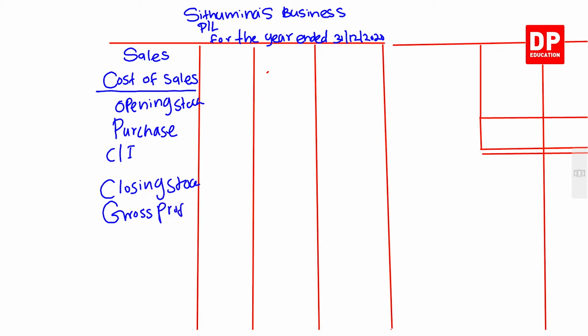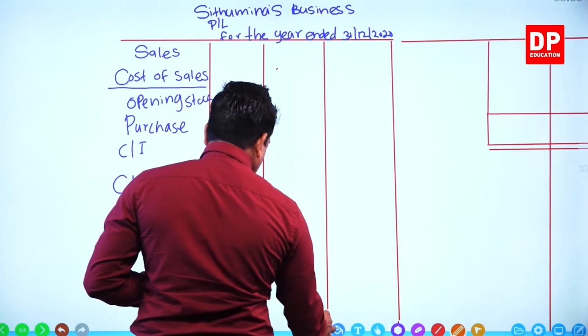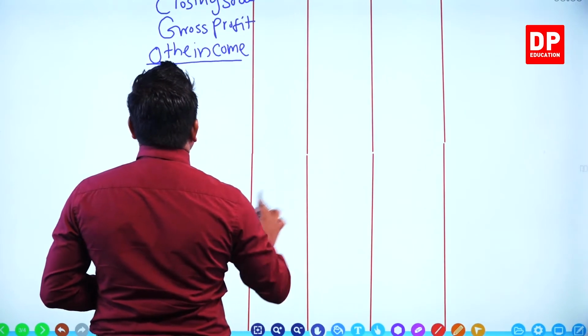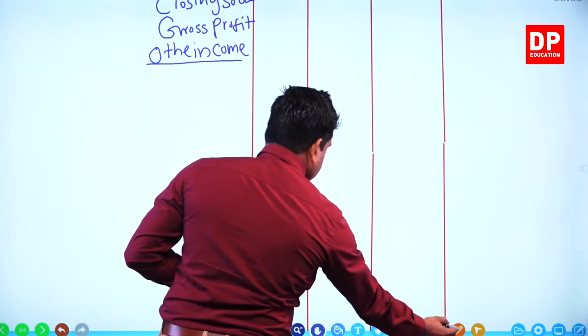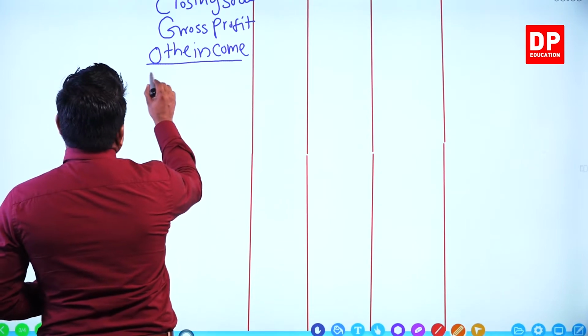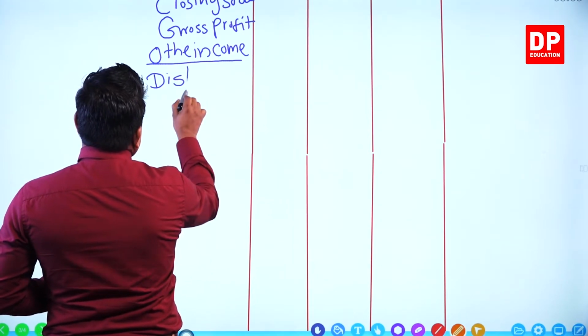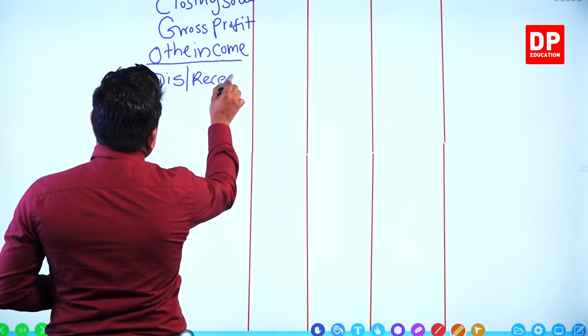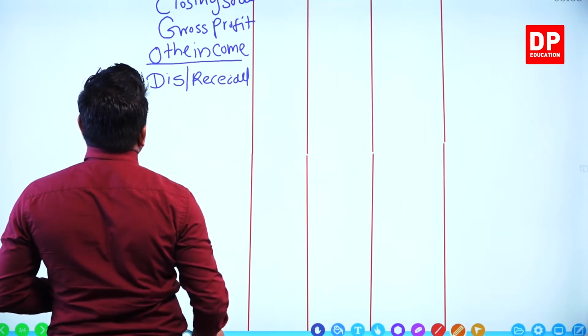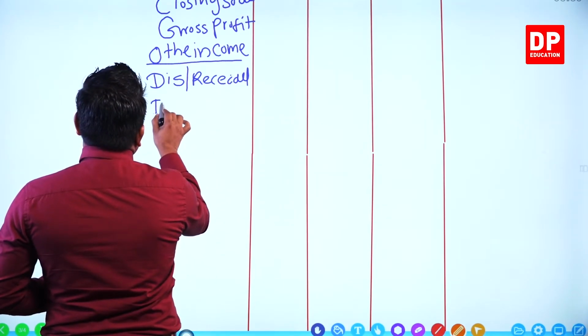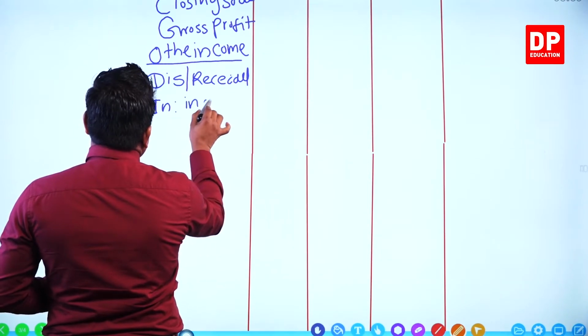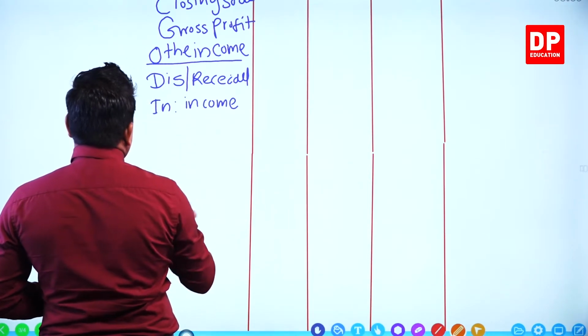After the gross profit, what we write? Other income. What are the other income? Do you remember? Discount received was there. What else? Investment income.